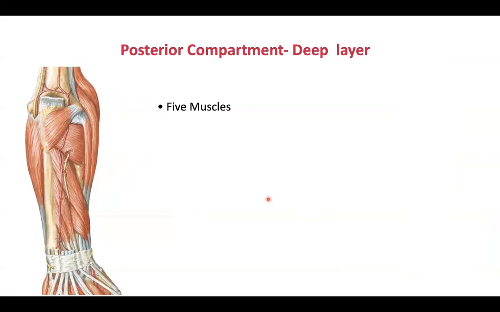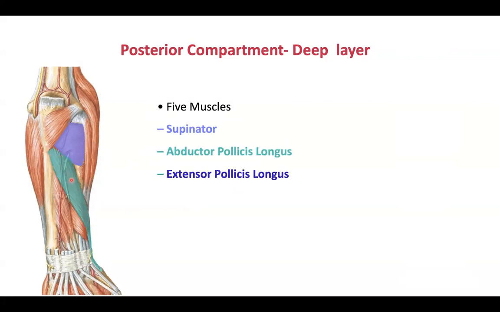Now let us see the muscles in the deep layer. There are 5 muscles in the deep layer. We have supinator muscle. We have abductor pollicis longus muscle. We have extensor pollicis longus muscle. We have extensor indicis muscle. And the last muscle is extensor pollicis brevis muscle.